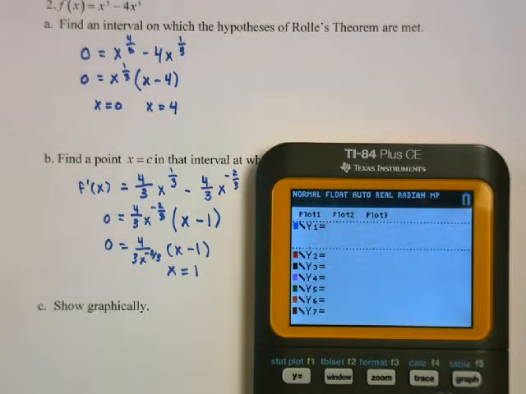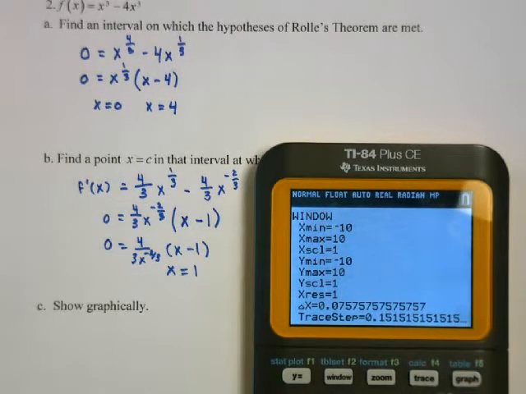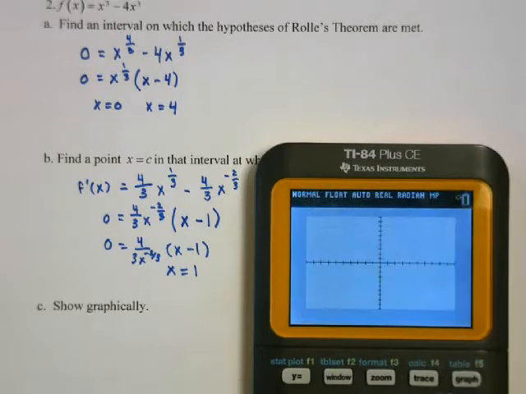To show graphically, I'm just going to graph it here on the calculator. So x to the 4/3 minus 4x to the 1/3. I'm going to just graph it. Well, yeah, we can graph it on this window. But the part we're interested in is the portion of the graph between 0 and 4.